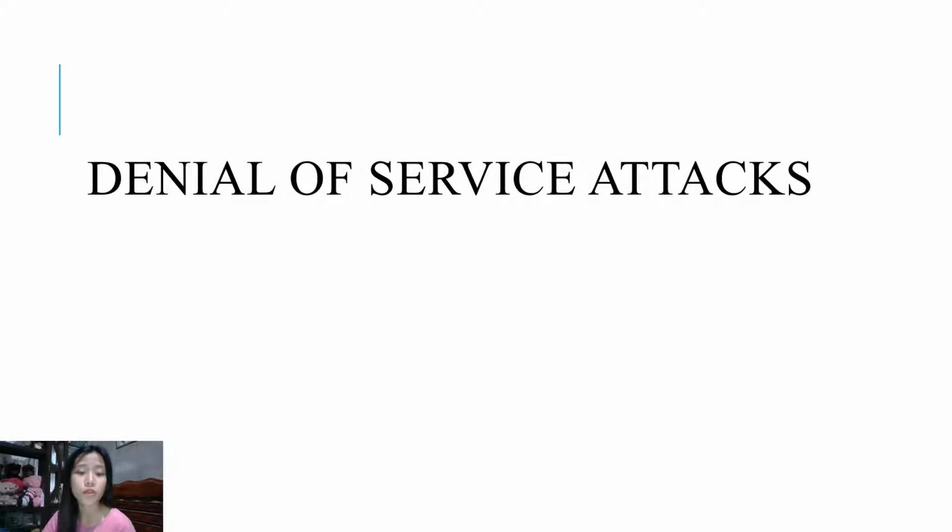So the denial of service or the DoS attacks are the most publicized form of attacks and also among the most difficult to eliminate. So it is the most difficult to eliminate and publicized form of attack.